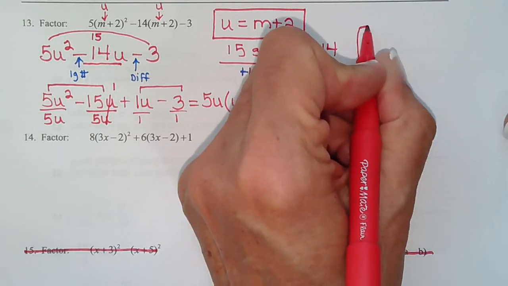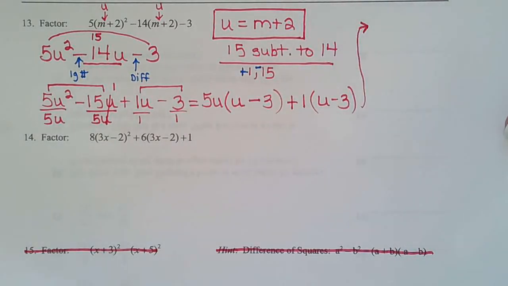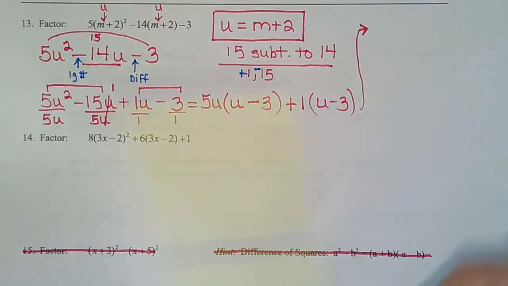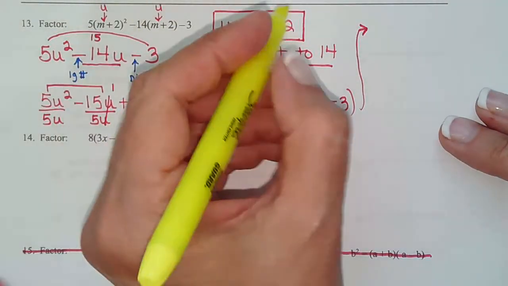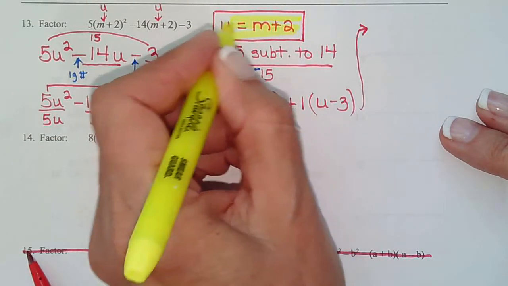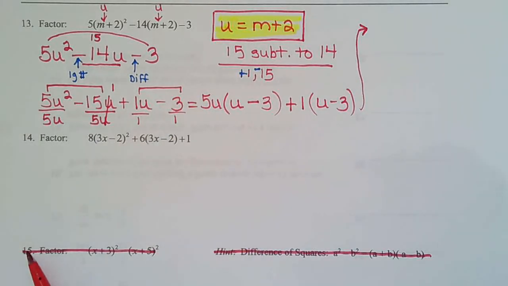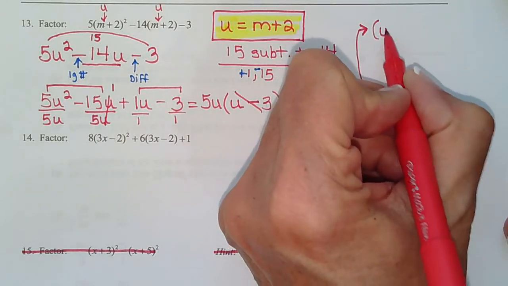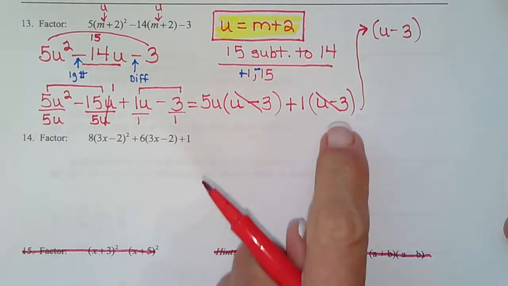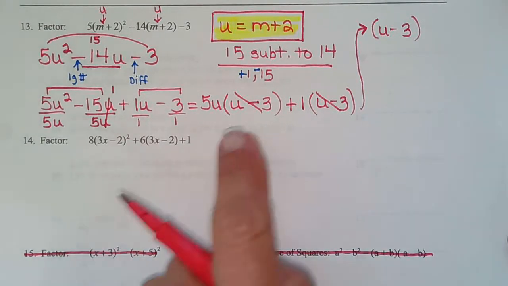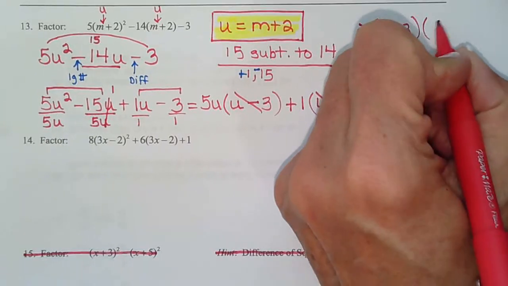So let's go ahead and bring it up here because this one we're not going to be done on the next step like the others because we have that box there. Maybe it'd even be a good idea to highlight it, reminding us, hey, don't forget to put the m's back in when you're done working it. So we have u minus 3 as our common binomial, so pull it out in front. Take it out of there, and then the second parentheses will be what's left, which is 5u plus 1.